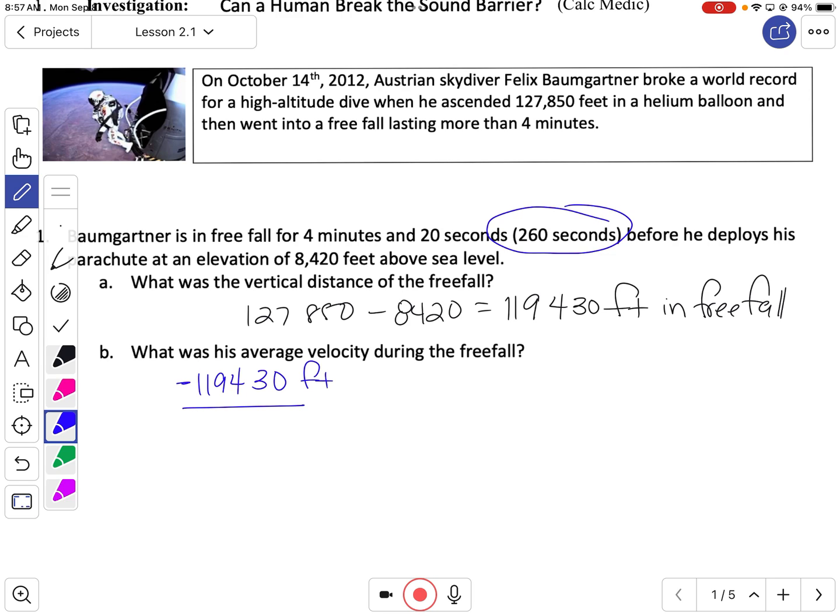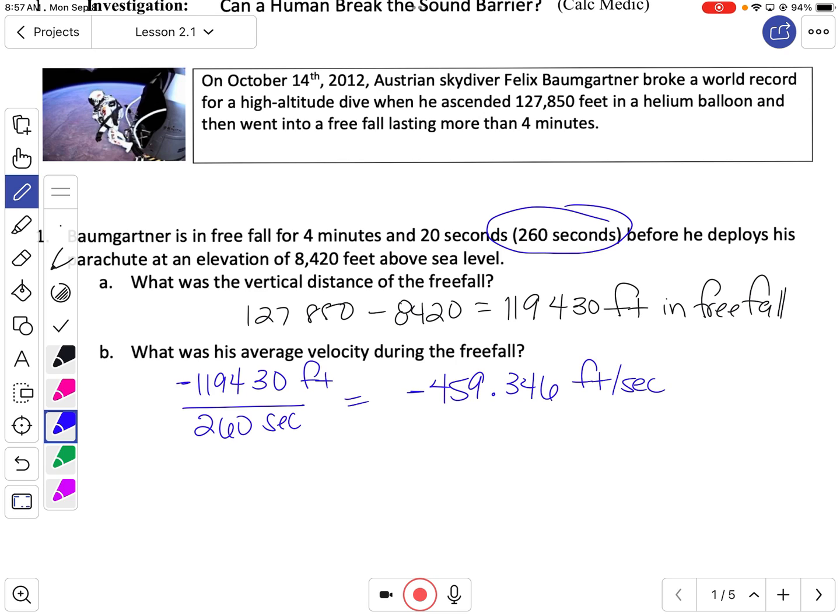Because he's falling, over 260 seconds, which gives us an average velocity of negative 459.346. What would his units be? Feet per second. Units, as we have said before, are important to us. So there we go.